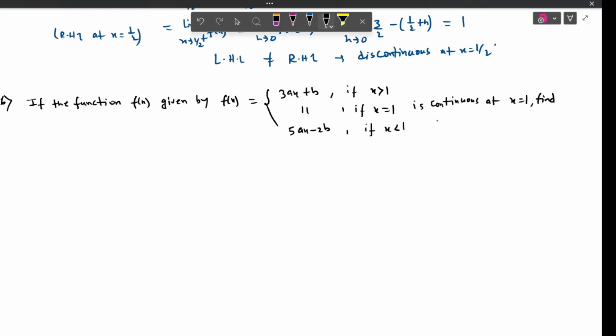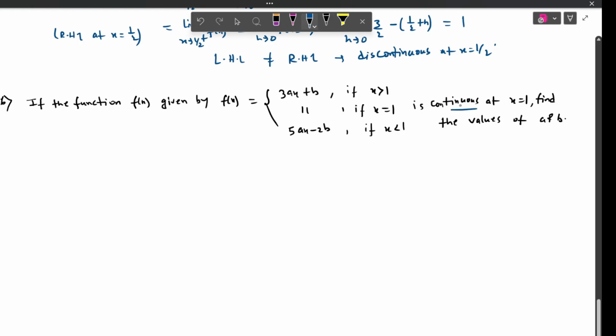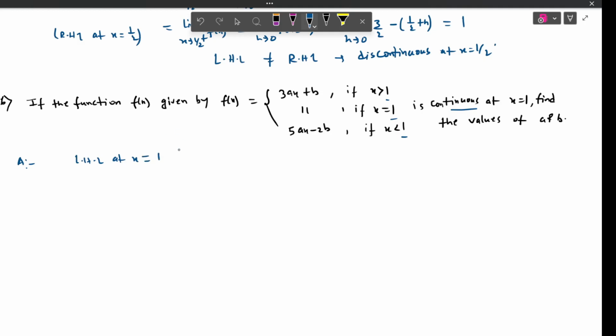Find the values of a and b. So here in the question it is given that the curve is continuous and you have to find out the value a and b. Right, so it is given that left hand limit equals to right hand limit equals to value of the function at x equals to a. Now here a point is 1, right?